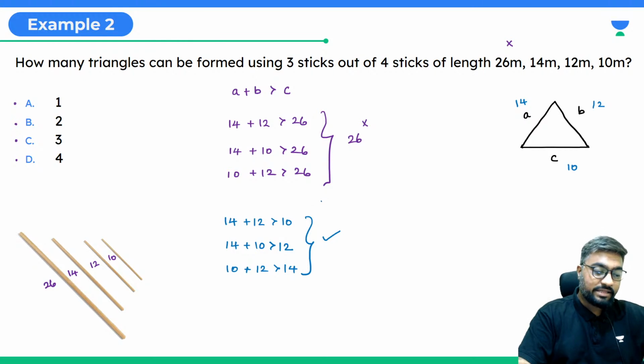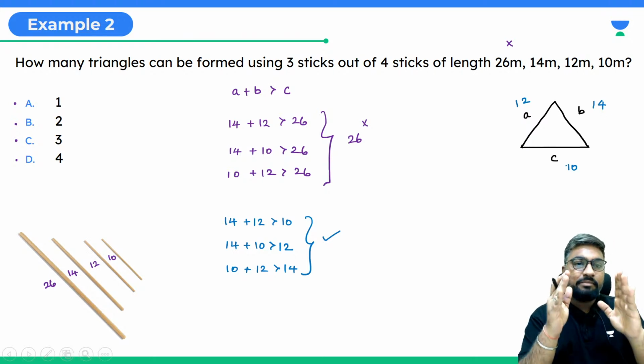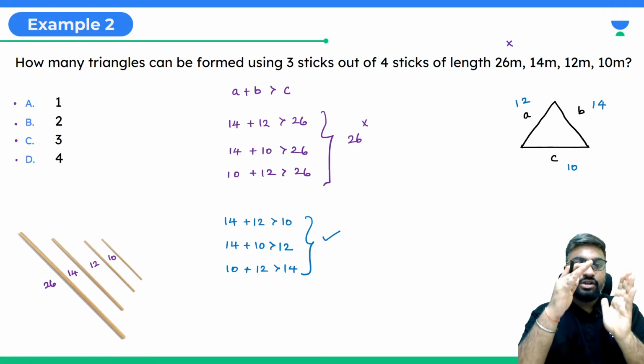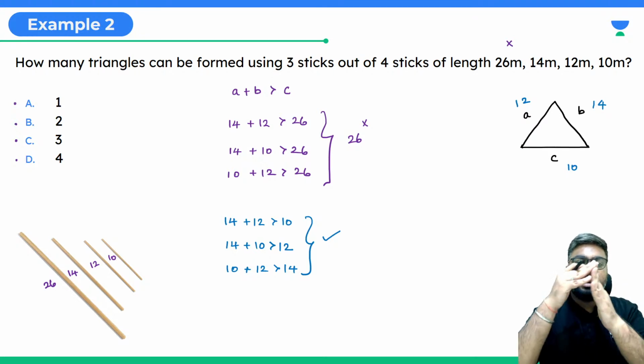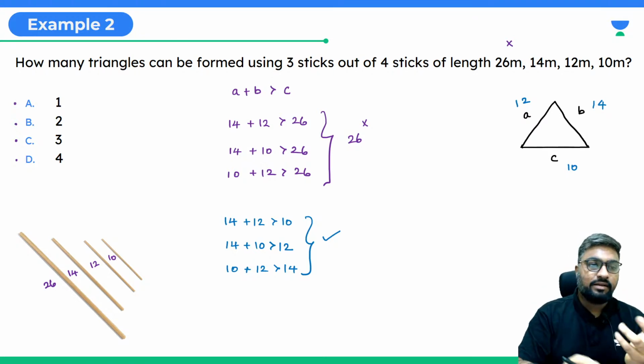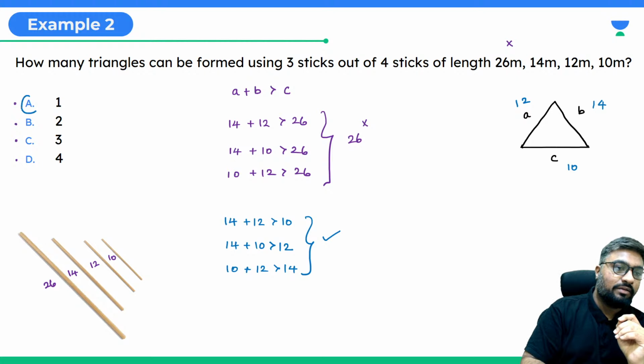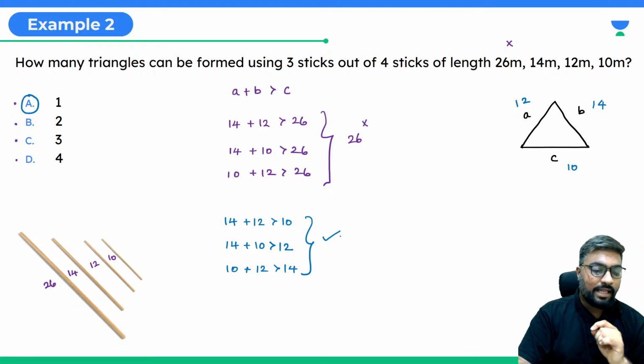Now the problem here is, once this is established, what people think is that three different sides make three different triangles. Not really. This is only one triangle. 14, 12 and 10. If you arrange these, if I say this is 12, this is 14, this is 10, it's basically the same triangle upside down. So you're just taking one triangle and then replacing the sides. So it's only one triangle with sides 14, 12 and 10.